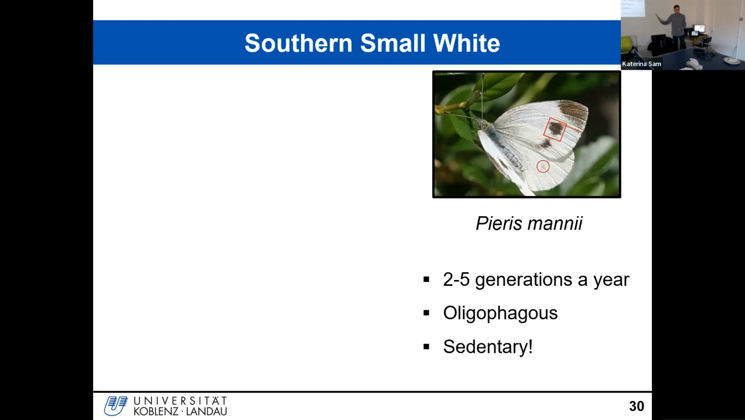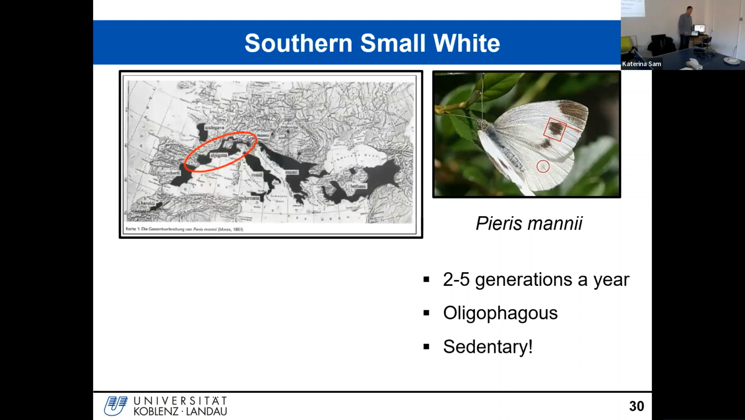But this is also a nice one. Here is Money. It's a very special butterfly, for reasons I will tell you in a minute. It has several generations a year. It's oligophagous. And until about 10 years ago, it was also considered to be very sedentary. So what did this beast do?